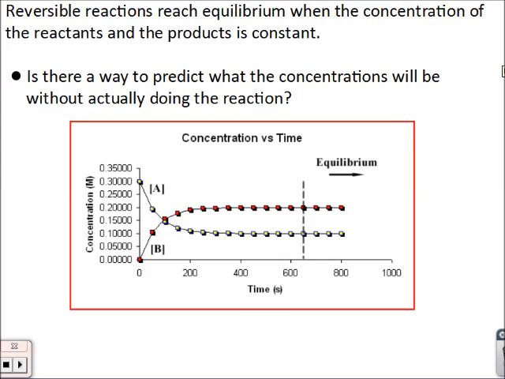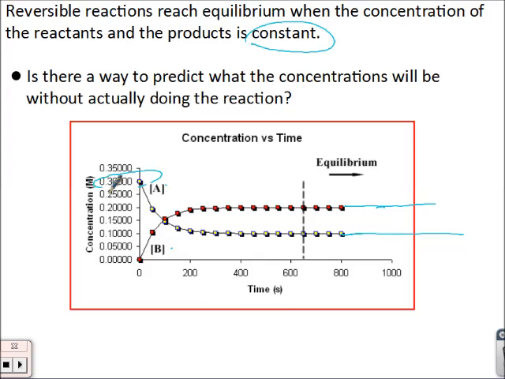We learned already that reversible reactions reach an equilibrium when the concentrations are constant. At a point when they do not change, no matter how long I go on this graph, the concentrations would be the same for A and for B. So how could I figure that out?